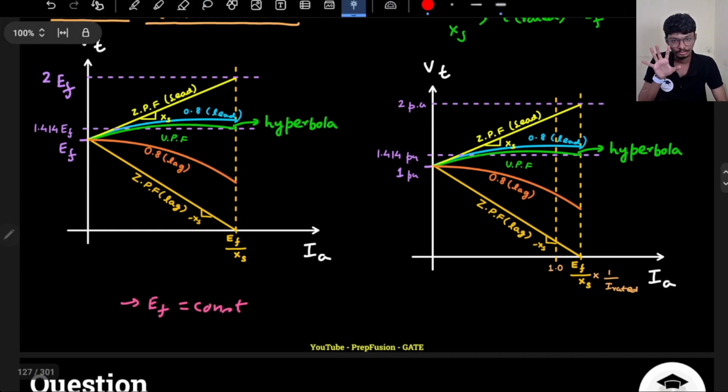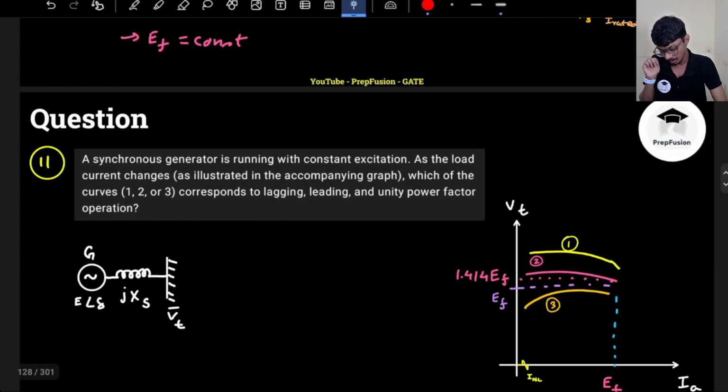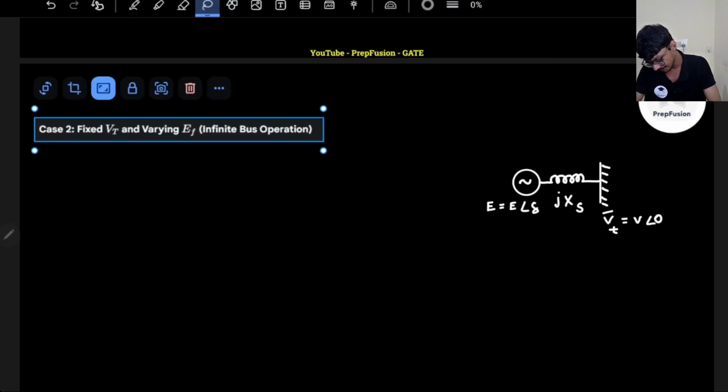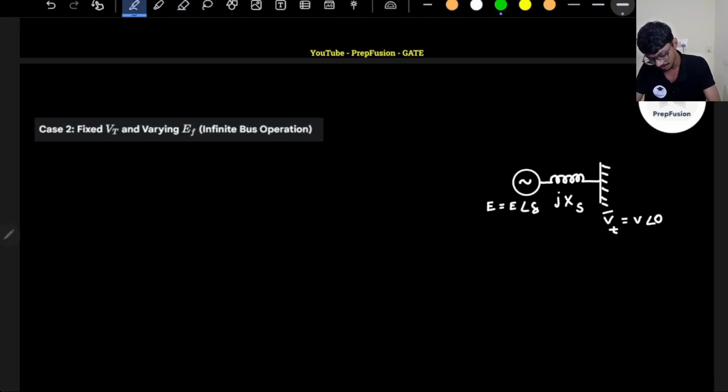So please don't get scared if this graph is shown to you. It is the same graph, just they have written everything in per unit, that's it. Now let's come to the next one, that is the internal characteristics. Internal characteristics is the one in which I will keep my VT constant, that is, we are connecting it to a power grid. So my VT will be constant. So this is known as the internal characteristics of the synchronous generator.